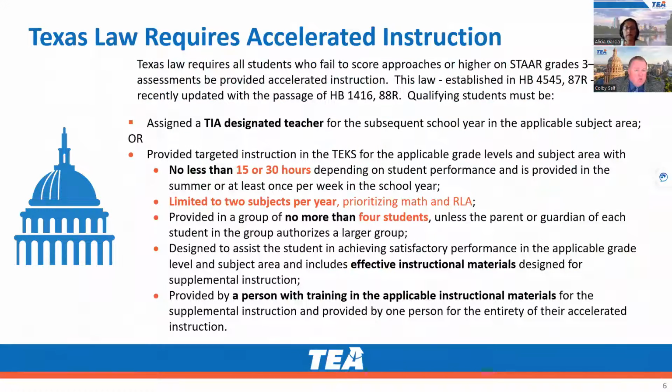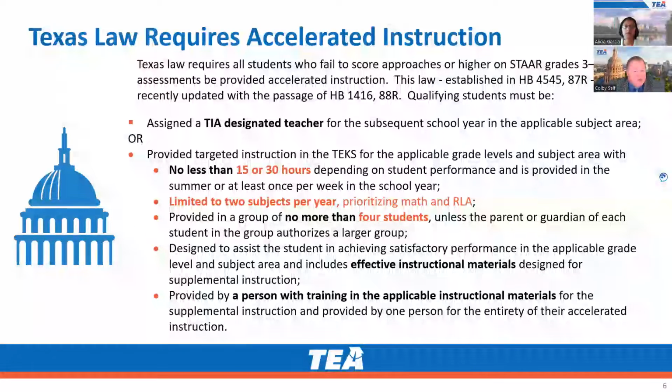As you know, Texas law requires accelerated instruction under House Bill 1416, which was passed in the 88th regular session. There are two pathways for students that failed to perform satisfactorily. We do have the TIA designated teacher in the appropriate subject area, or there is the accelerated instruction in the appropriate subject area, no less than 15 or 30 hours, depending on the student performance. And it is limited now to two subject areas, where we prioritize math and reading language arts.